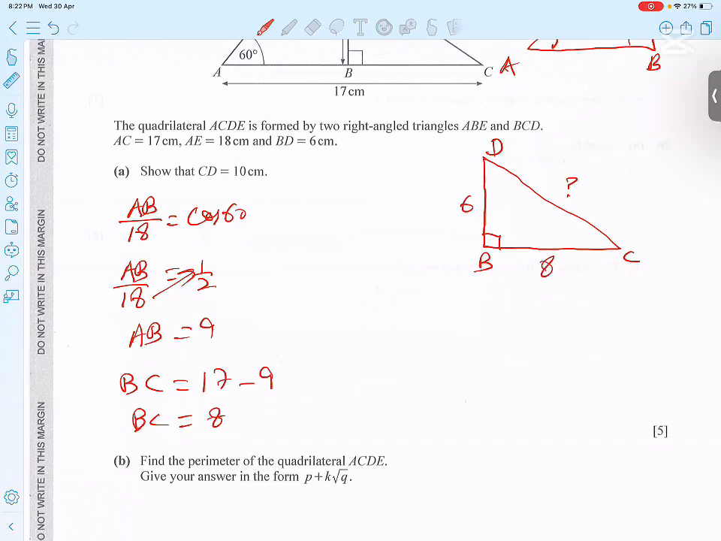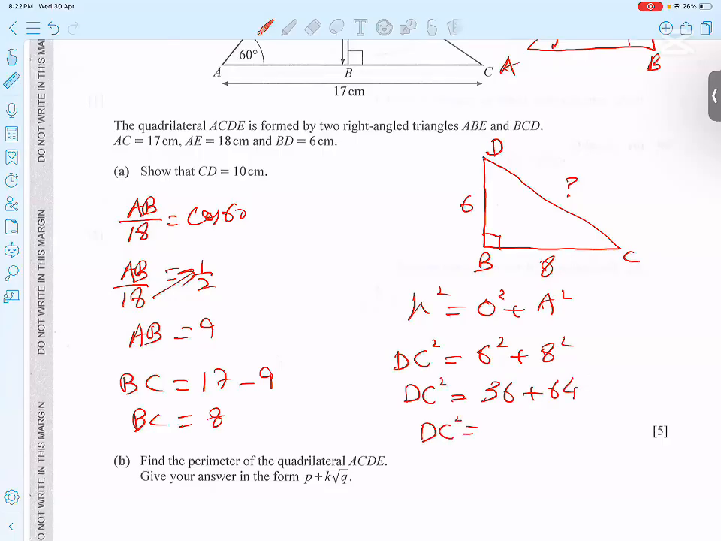Now I'm going to show you how, using Pythagoras theorem. So DC square, I can write the formula first. Hypotenuse square equals opposite square plus adjacent square. So DC to power 2, 6 to power 2, 8 to power 2. 36 plus 64, if you add them, it gives us 100. Take the root of this, and we got 10 centimeters. So proved, I hope the concept is very clear.